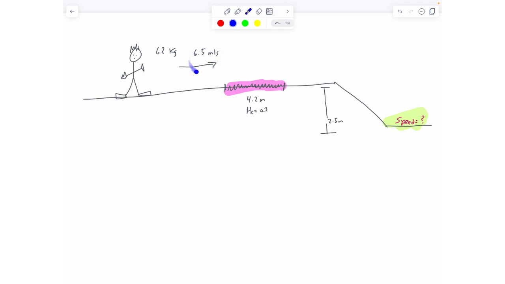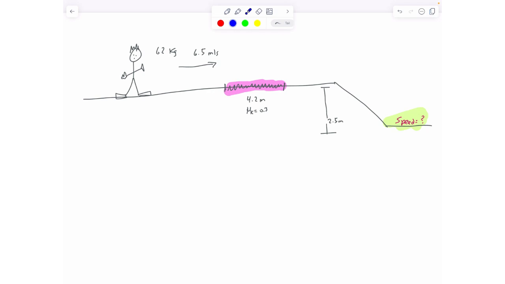But then he runs into a rough patch right here, and this is 4.2 meters long. This patch right here, and the coefficient of kinetic friction is 0.3. So this is going to cause this person's velocity to go down. Maybe not to zero, but it'll decrease. After the person gets past this little rough patch, it's then frictionless again, and then there's a downward slide. This is all frictionless, and then it evens out again, and once again frictionless.